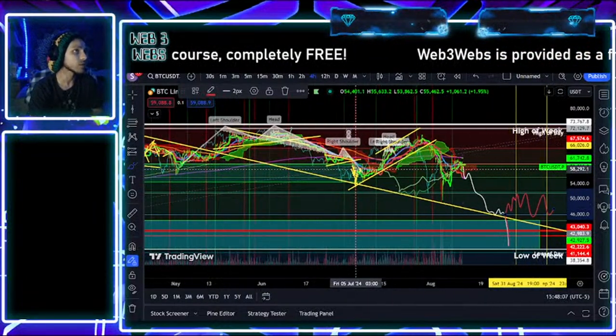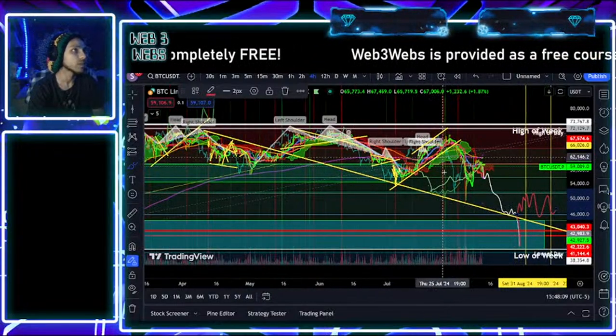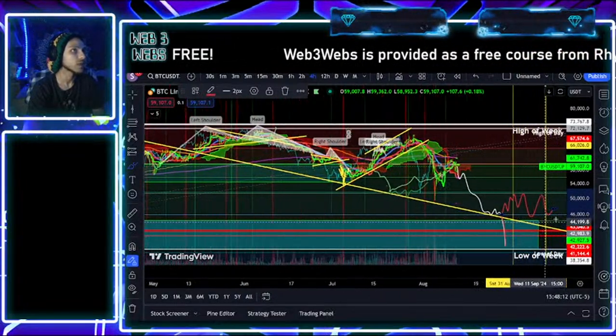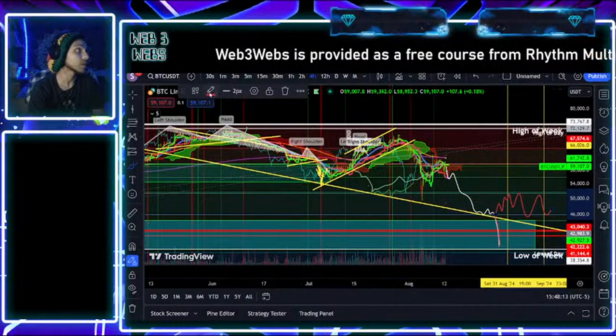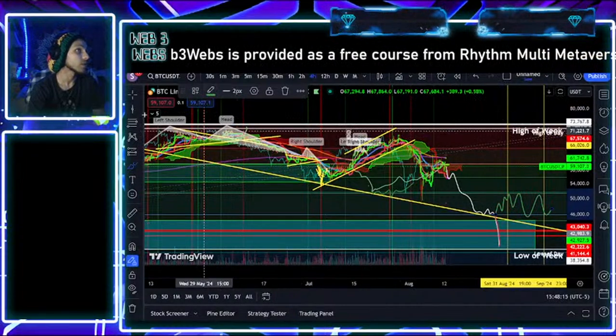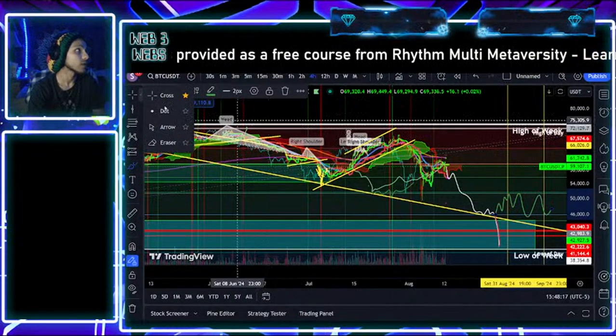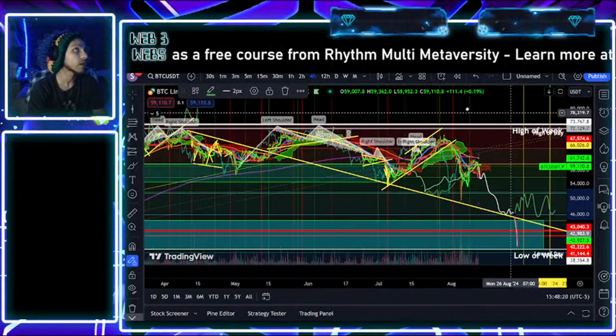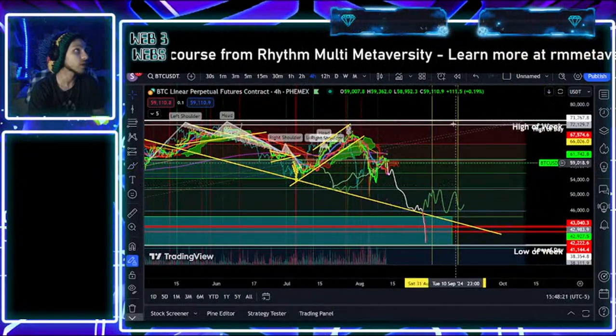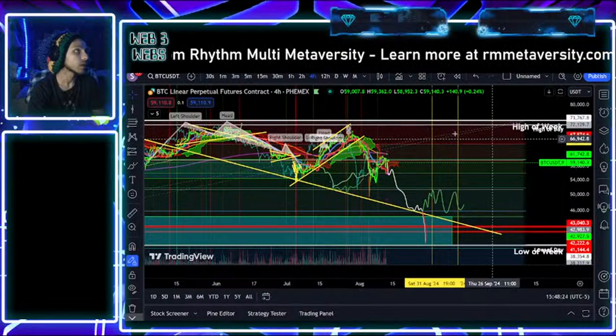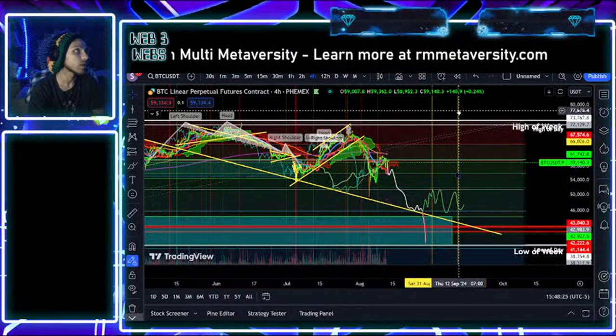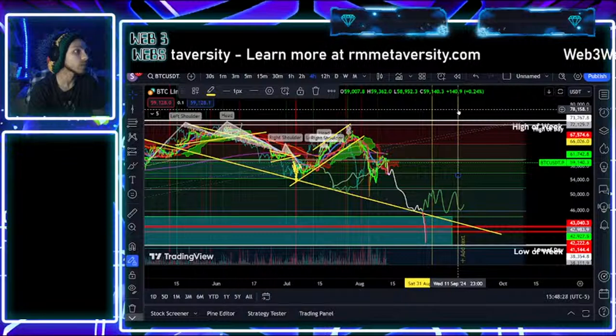That's most likely what's going to happen, is that we come down to this level and we just continue sideways for the month of September. We continue sideways for the month of September. And then when October comes around, it is boom. So we got September 24.